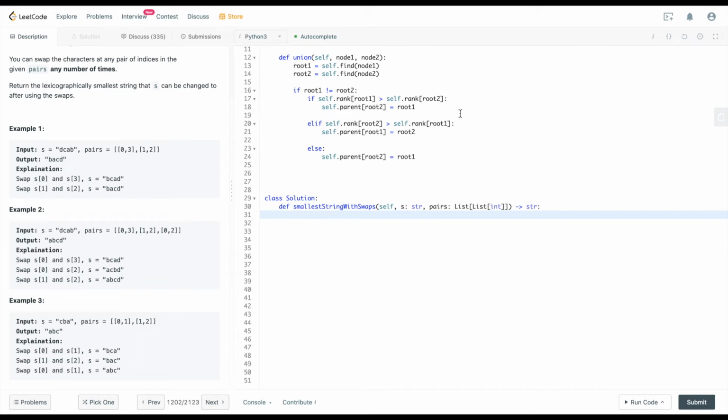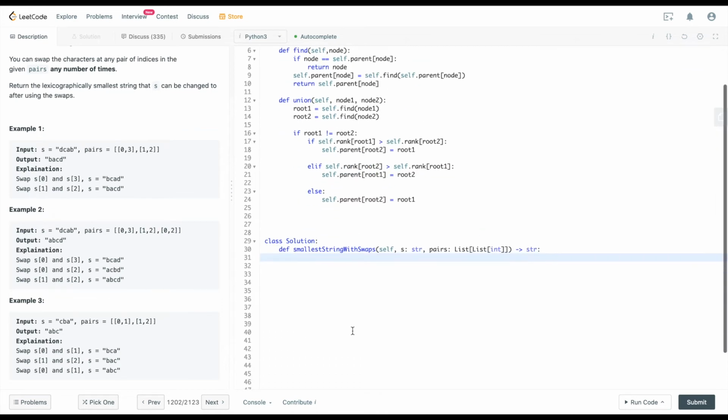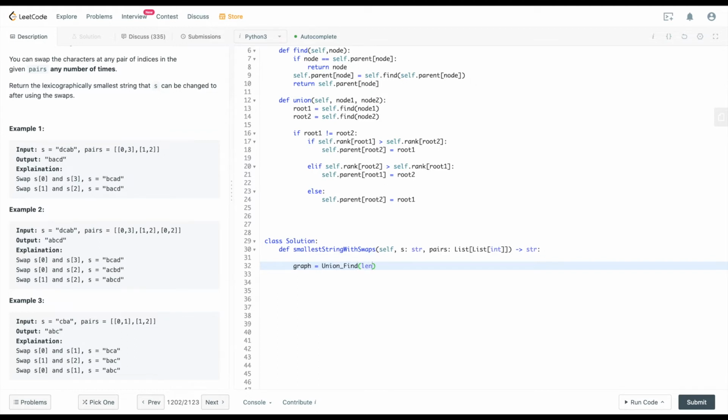So now we can start writing our function in the smallest string with swaps. First we can create an instance of our union find that we just wrote, and then pass in the length of s as the number of vertices. And then after, we need to union these pairs together, right? So to do that, for node 1, node 2 in pairs, we can do graph.union node 1 and then node 2.